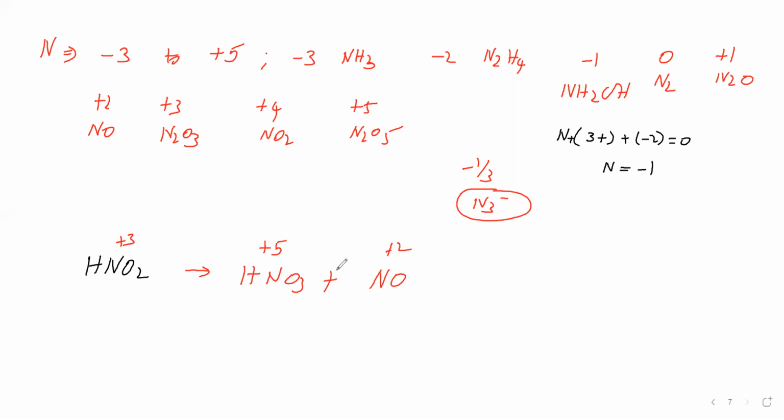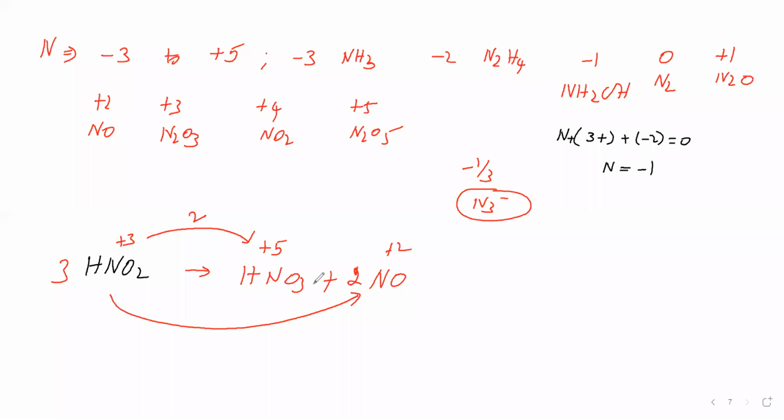Let us balance this one. Now we will make loss and gain of electrons equal. This +3 is converting into +5, in the sense loss is equal to 2 electrons. +3 is converting into +2, in the sense gain is equal to 1 electron. Let us make loss and gain equal. So loss is 2, make gain also 2. Therefore, multiply this with 2. Okay, so 2 nitrogens converting like this, 1 nitrogen converting like this, totally 3 nitrogens. Therefore, keep 3. Okay, so 3 HNO2 gives HNO3 and the NO we are saying.